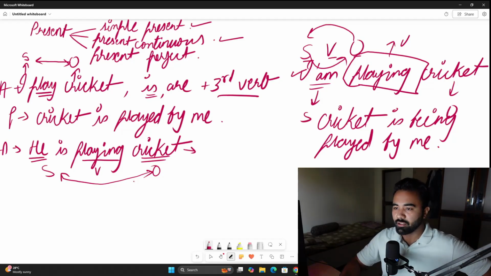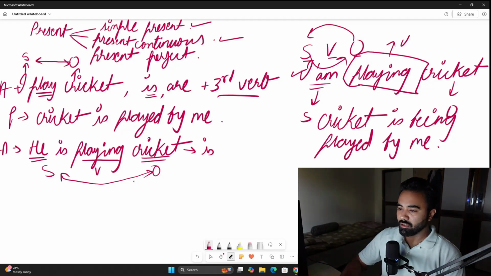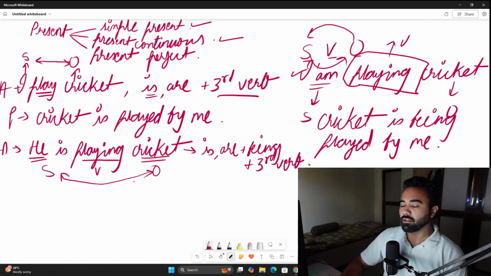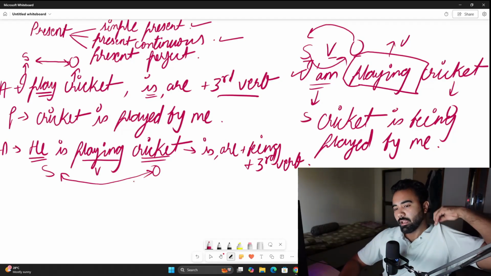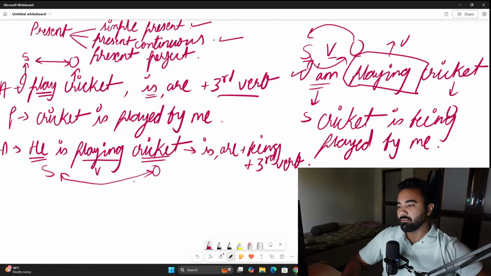Now this again is a sentence in present continuous. So the formula for present continuous is is, am, are plus being plus third verb, meaning the third form of that verb. And along with is, am, are, there is one more word that is added, that is being.